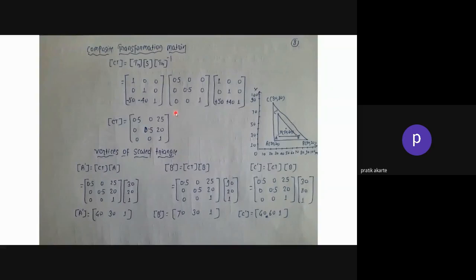Now we'll find the composite transformation matrix. Here are the translational matrix, scaling matrix, and inverse translational matrix. Here it is minus 50, minus 40, 0.5, 0.5 for Sx and Sy, and here plus 50 and plus 40. So this is your composite transformation matrix.